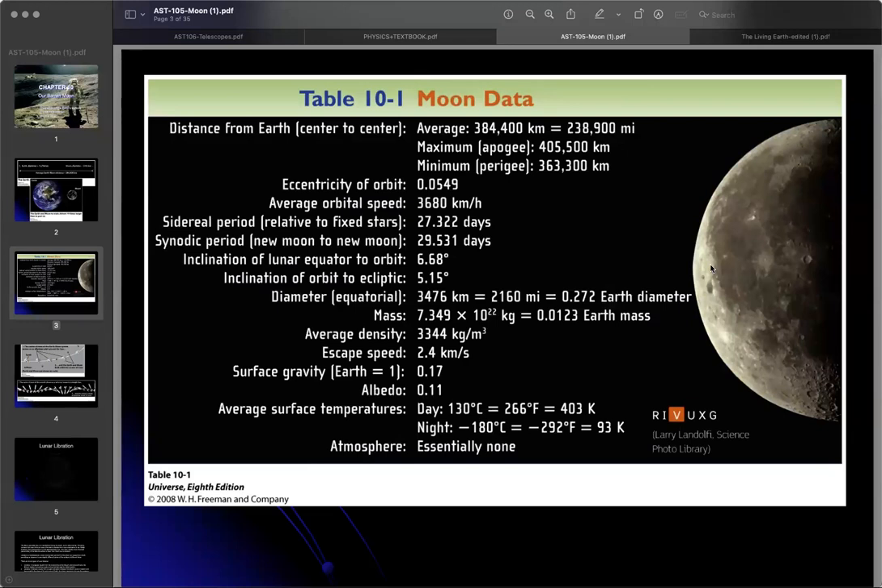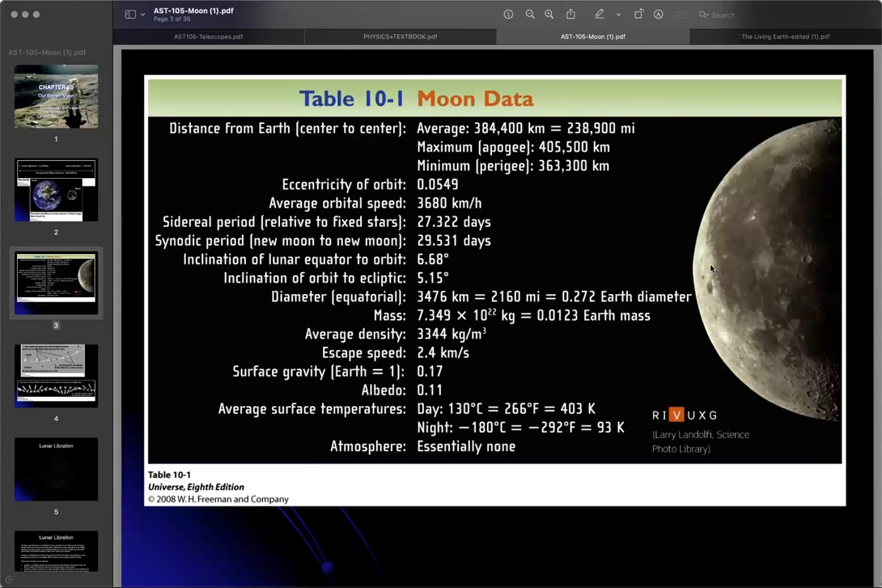Inclination of lunar equator to orbit. This is like the Earth being tilted at 23.5 degrees. In the same way, the moon's axis is tilted 6.68 degrees. Inclination of orbit to ecliptic. The orbit of the moon is tilted at 5.15 degrees to the orbit of the Earth.